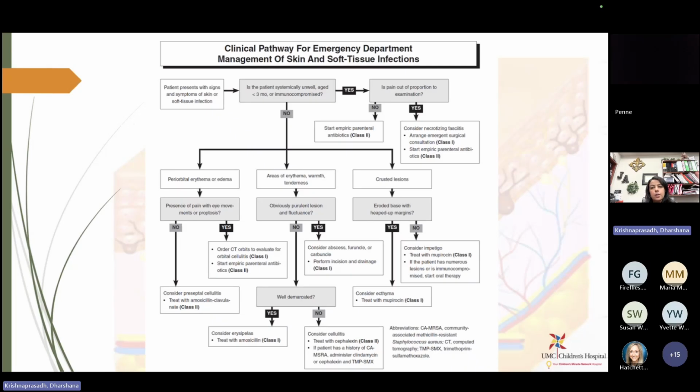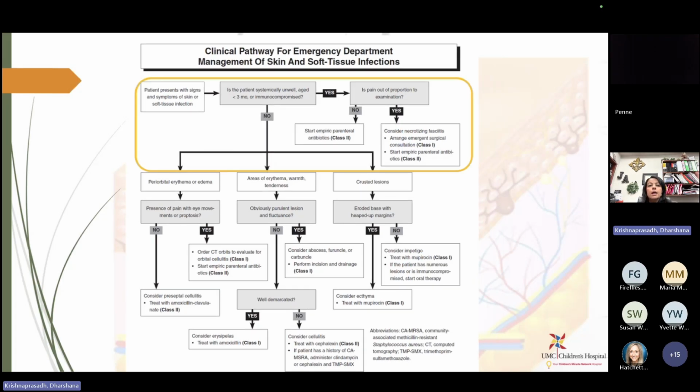Going over a clinical pathway of how to manage these skin conditions, just generally any skin condition in the ER, what we look for and how we can decide the safe disposition of these patients. Our first question is: is the patient systemically well? Are they less than 3 months of age, or are they immunocompromised?